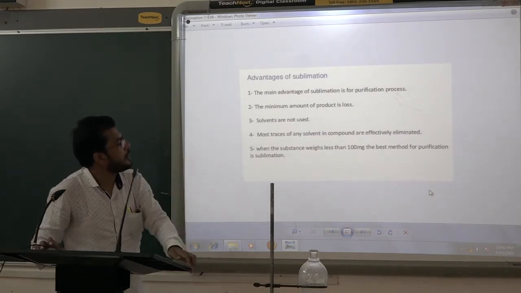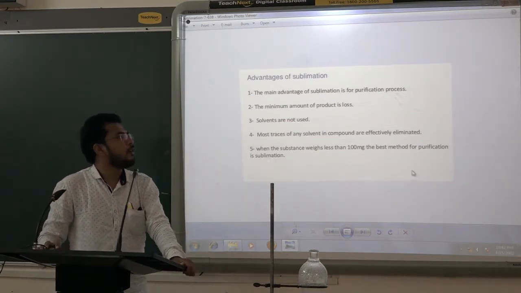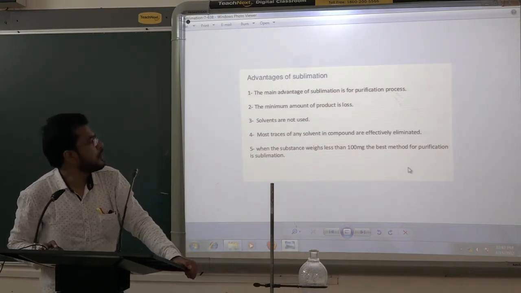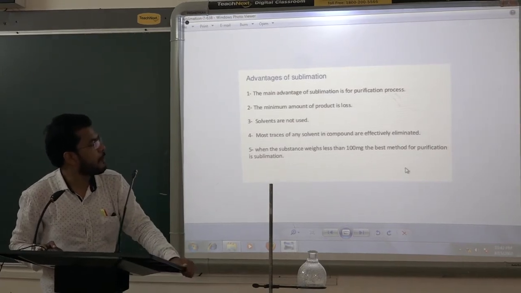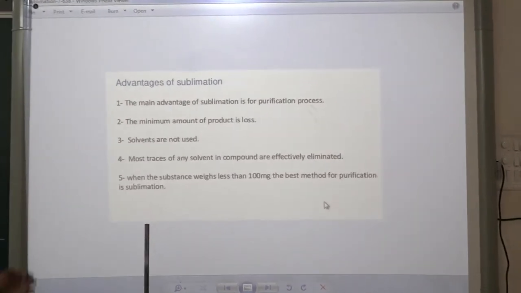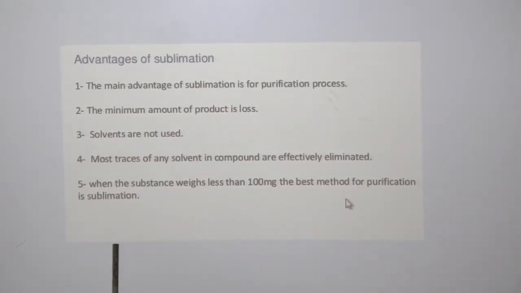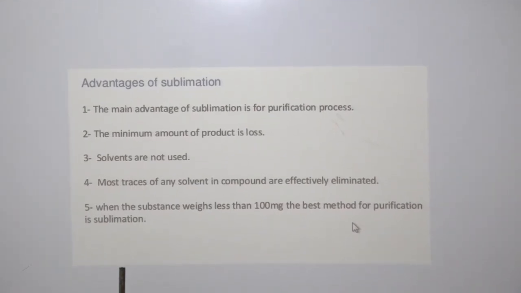First one is the main advantage of sublimation: it is used for a purification process. The second one is that the minimum amount of product is lost. By this sublimation method, the product lost will be minimal. Okay. Third one is that solvents are not used. Fourth one is that most traces of any solvent compounds are effectively eliminated. Next, when the substance weighs less than 100 gram, the best method for purification is sublimation.